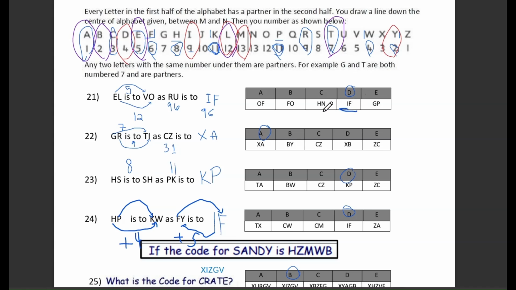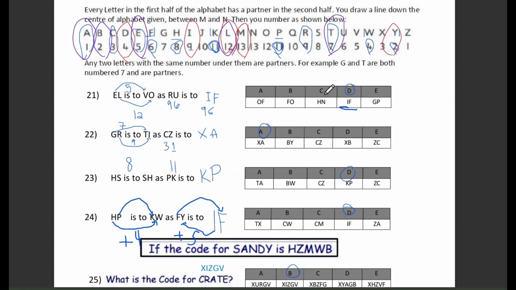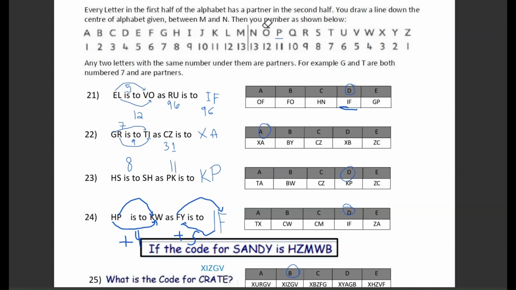Each letter in the alphabet is paired with a partner letter. For example, A is paired with Z, B with Y, C with X, and so on. If you follow that pattern, you will see how EL becomes VO, and you can also see that RU matches with IF. Any questions on that?